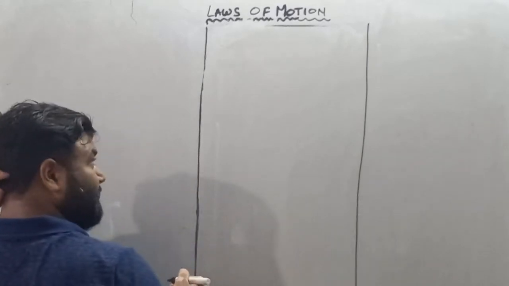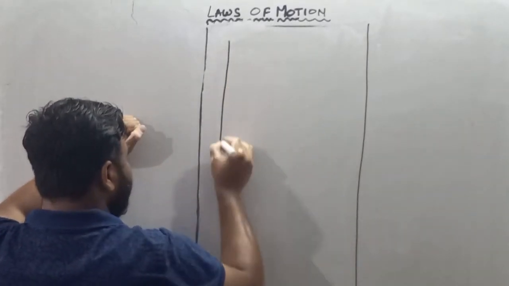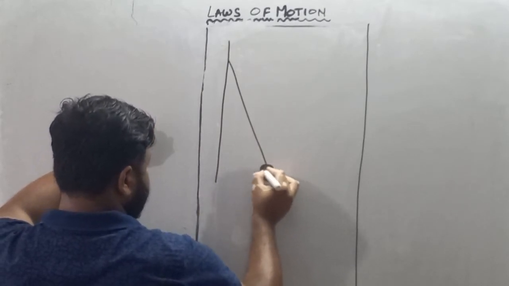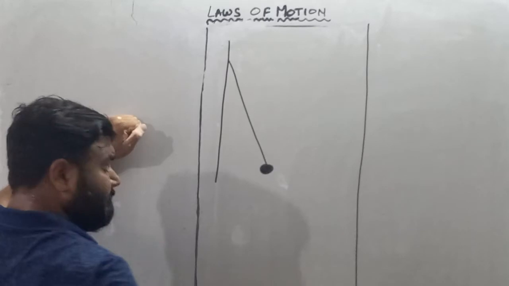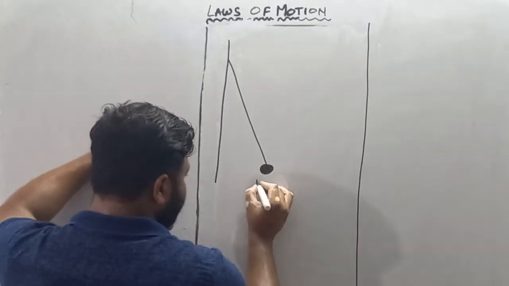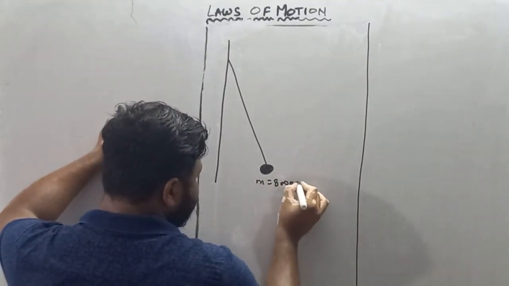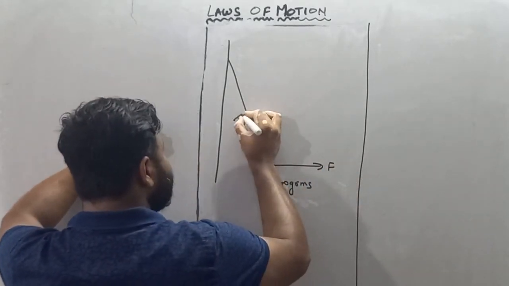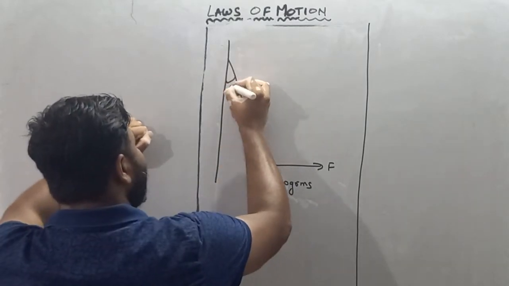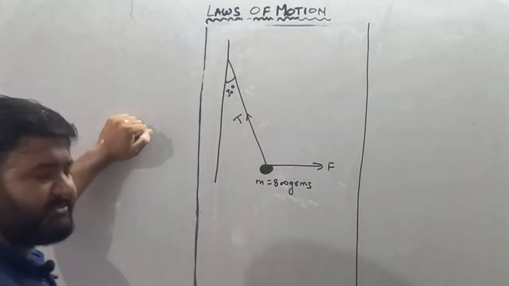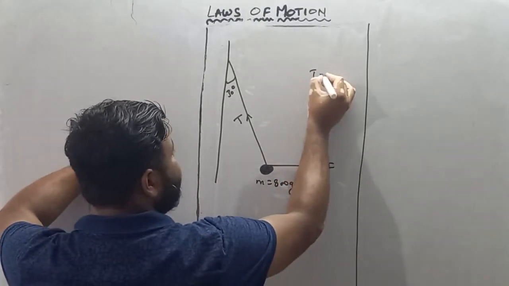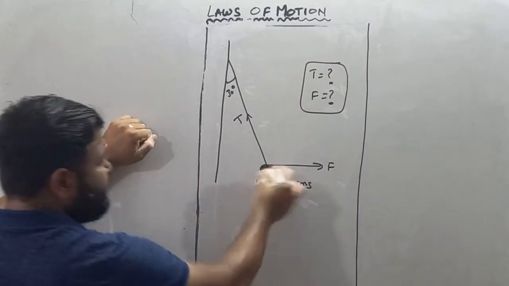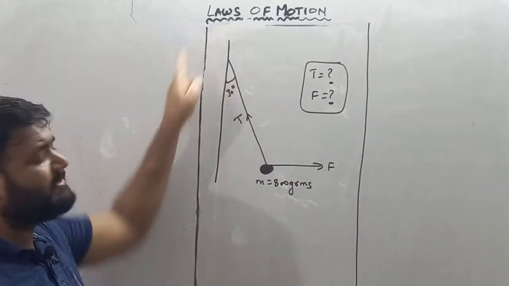Now see my dear student, the question is like this. Let's suppose there is a string with which a mass is connected. This is of 800 grams. There is a force in this direction. There is a tension in the string T, and this angle is, let's suppose, 30 degree. So they are saying find the value of T and find the value of applied force which is acting on this mass if the system is in equilibrium.